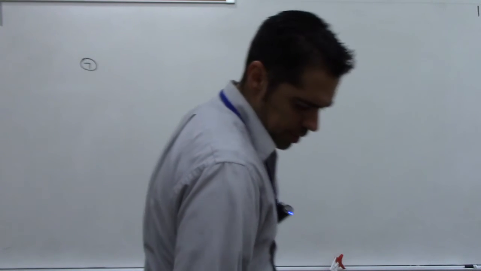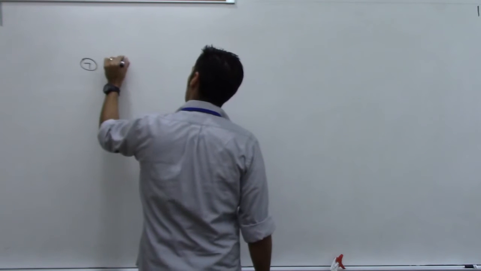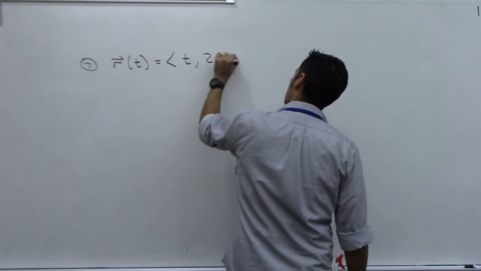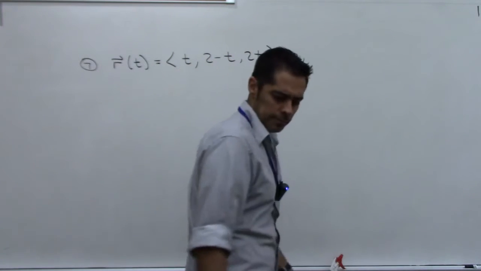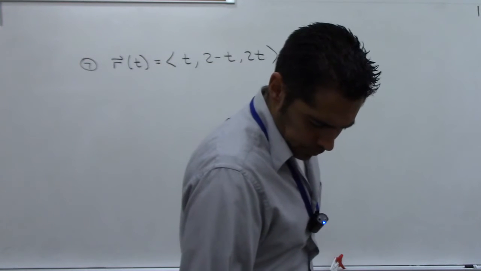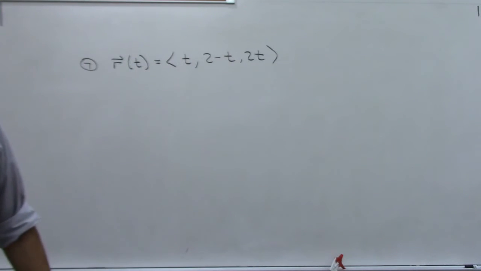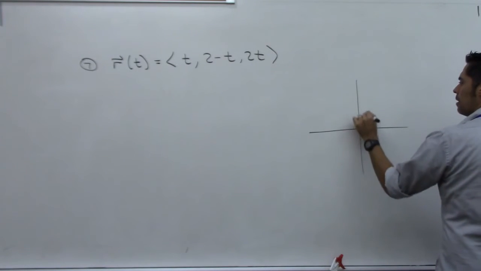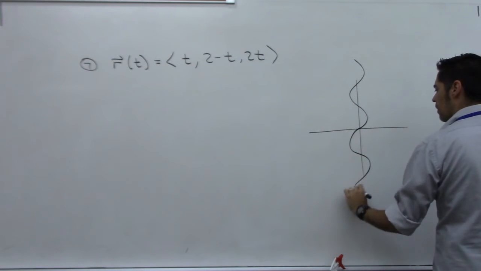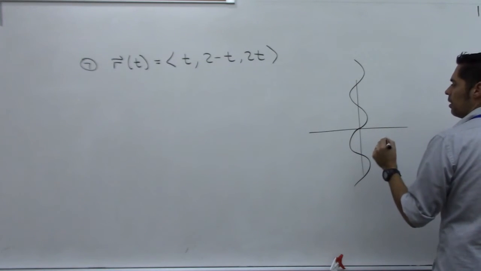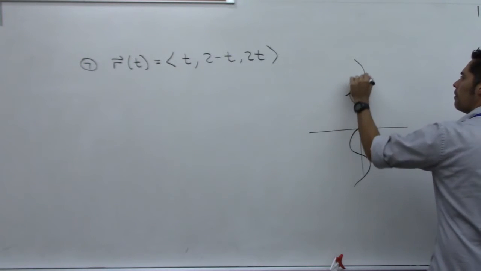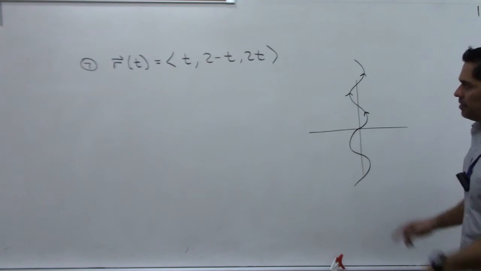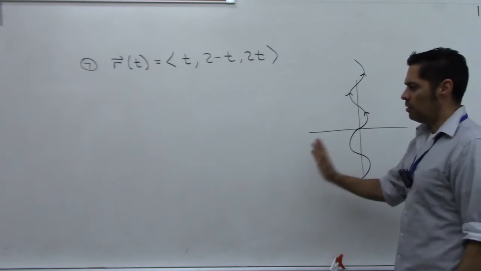T, 2 minus T, 2T. All right. Oh, by the way, on the last problem we did, it looked like this. As T increased, as T got bigger, the direction was this way. So when it draws this, it draws it like that as T progresses from smaller to larger numbers.